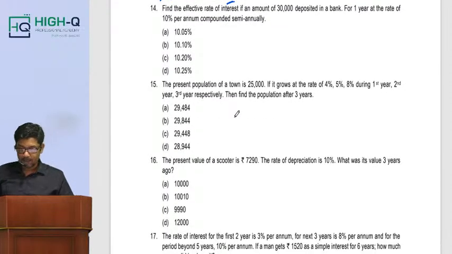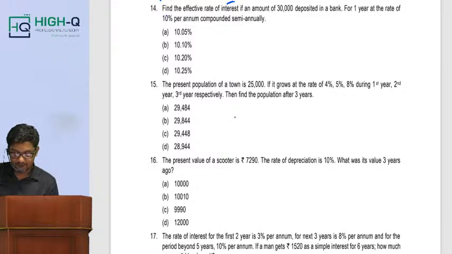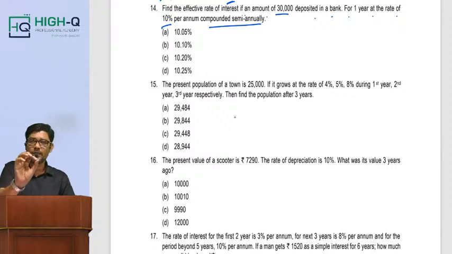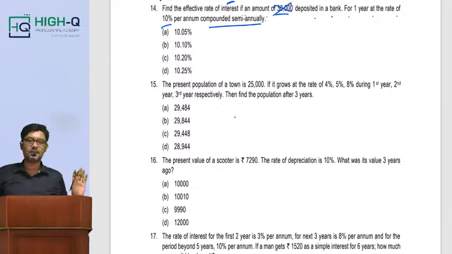Okay. Next, find the effective rate of interest if an amount of 30,000 is deposited in a bank for 1 year at the rate of 10% per annum compounded semi-annually. They ask you to find the effective rate of interest. Of course, you know it. Effective rate of interest is calculated only when the interest is calculated more than once in a year, and it is independent of principal. So we have nothing to do with the 30,000, my dear.